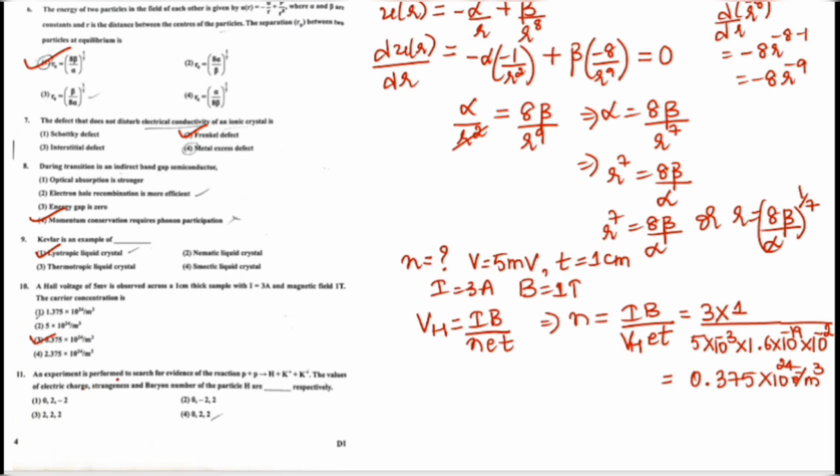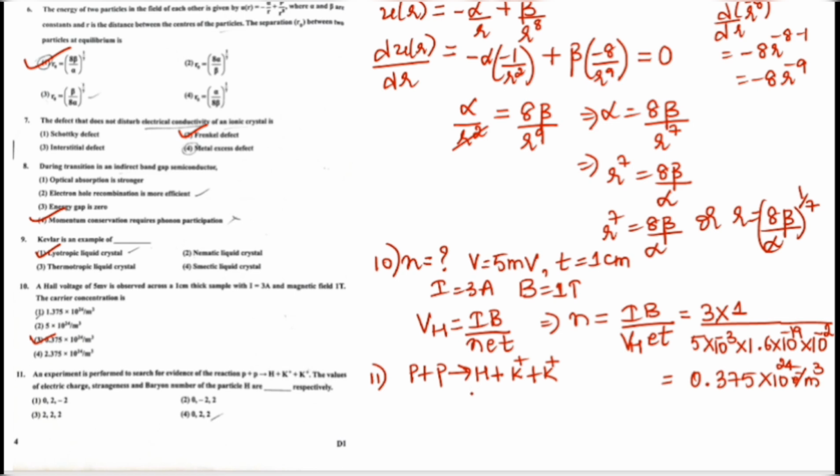An experiment is performed to search for evidence of the reaction, that is proton plus proton gives rise to H plus K positive plus K positive, that is K meson plus K meson. The values of the electric charge, strangeness and the baryon number of this particle H are respectively. This question is a very easy question. I have done this concept in my YouTube channel also. You can refer. I'm going to solve this. This is the reaction they have given.